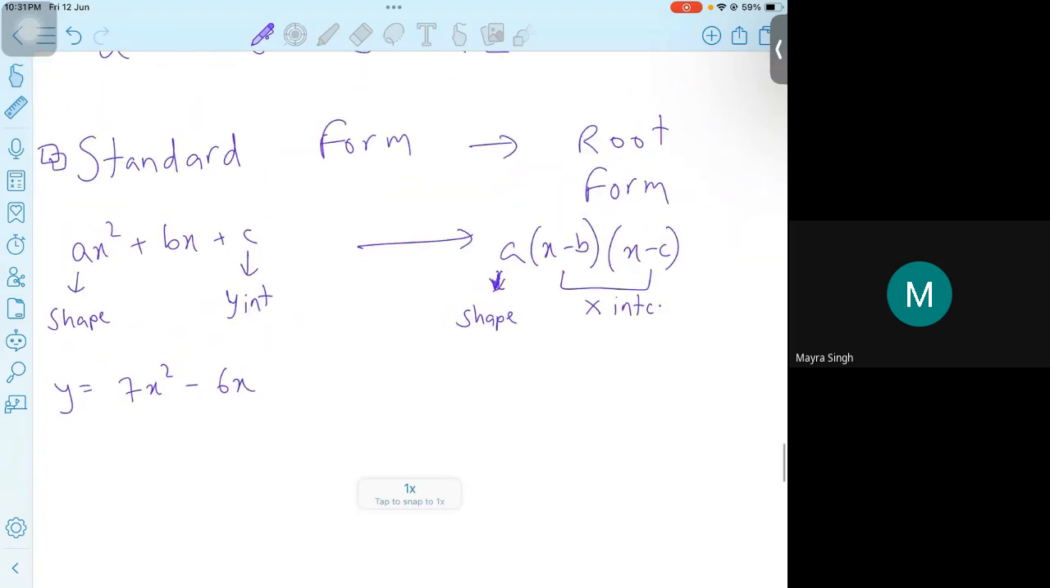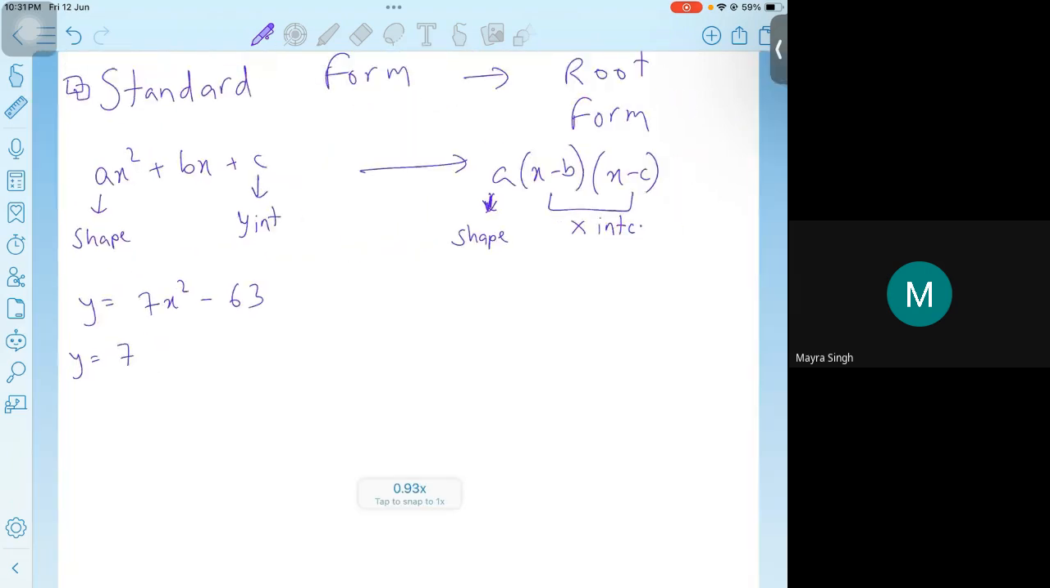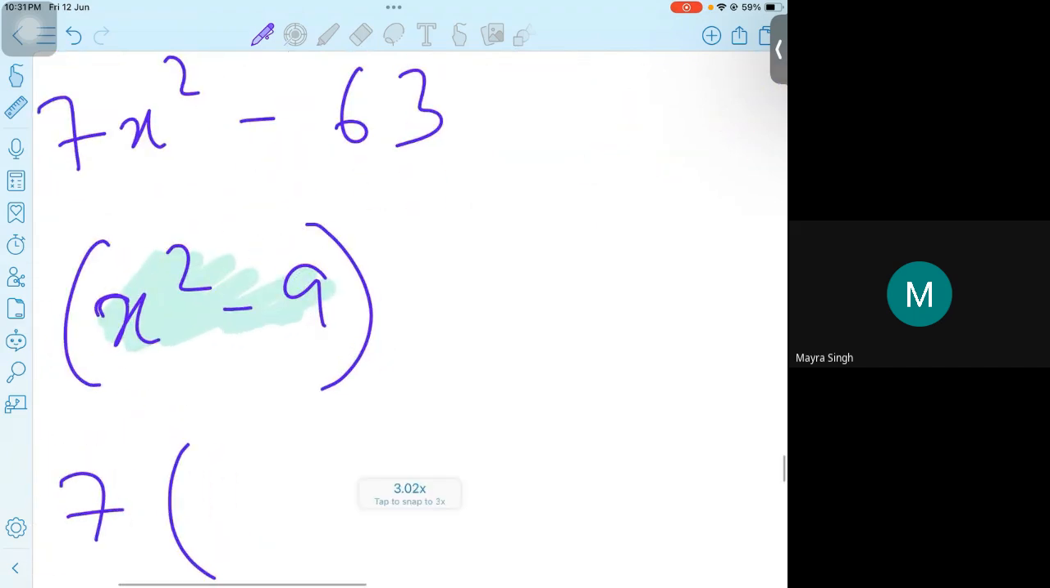Now this might sound new to you, but in reality, this is the most basic algebra you've been doing since like grade 6. So y is equal to, all you have to do here is factorize, and your final answer should be in the form of root. So you're left with x squared minus 9, and you know that this is just a squared minus b squared. So you are left with y is equal to 7, and a squared minus b squared gives x minus 3 and x plus 3.